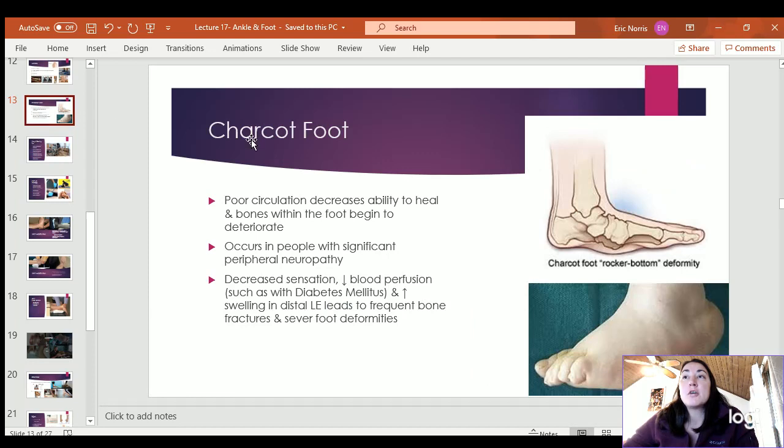All right, with Charcot foot, we've talked about this before. It's seen in patients with diabetes. So it can also be with anybody who has poor circulation, and that poor circulation then decreases their ability to heal, and the bones in the foot begin to deteriorate. Okay, remember, our feet are hanging down in a dependent position, so if there is blood pooling somewhere or gathering somewhere, oftentimes it will be whatever's the lowest, which would be our feet.